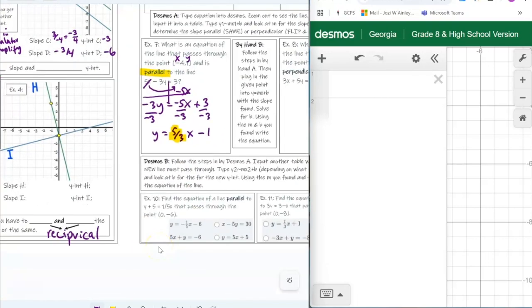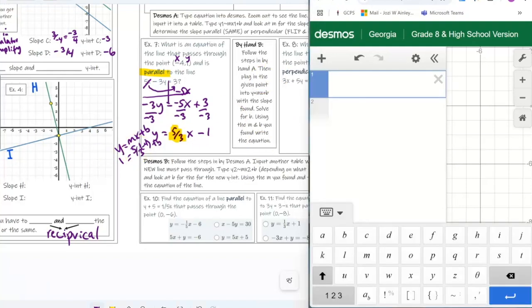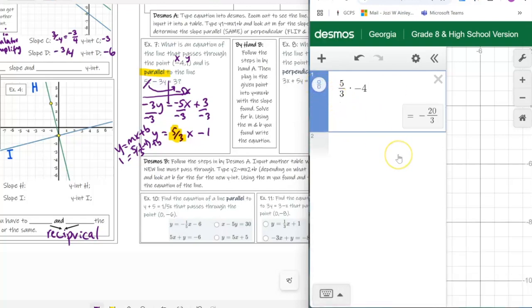All right, so I know that y is equal to mx plus b. I know my slope has to be 5 over 3, and then it has to go through this point. So y is equal to 1, so where I see y, I'm going to put 1. x is equal to negative 4, so where I see x, I put negative 4, plus b. Now I'm just going to put this in the calculator: 5 over 3 times negative 4. And that's going to give me, make it a fraction, negative 20 over 3.